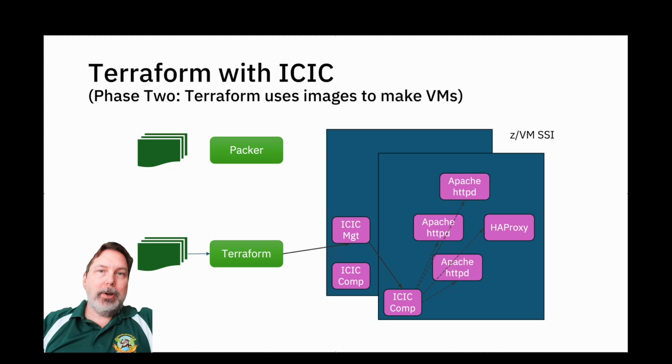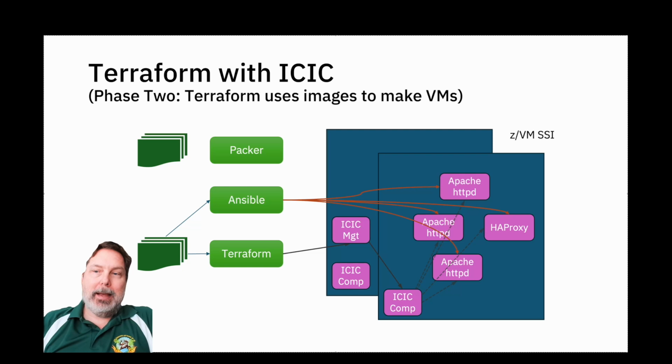I'm going to create 3 Apache servers and an HA proxy that sits out the front. And again, some subsequent customization of those images can be done using Ansible, and I'm going to demonstrate that as well. So that's the demo, that's the environment, and let's get into it.